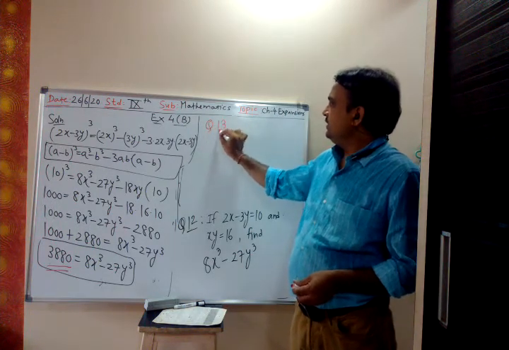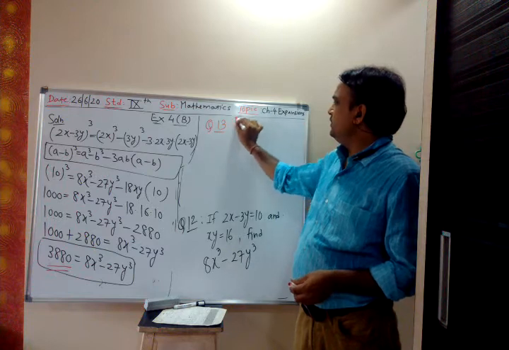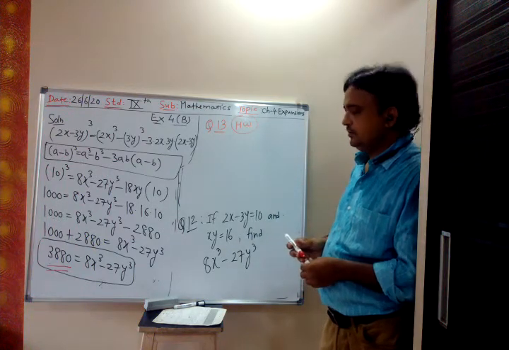So question number 13 will be completely homework. They are based on the formula a plus b whole cube, a minus b whole cube.